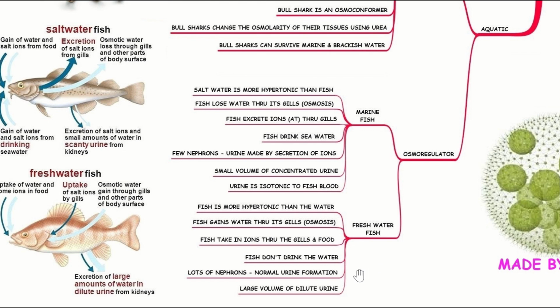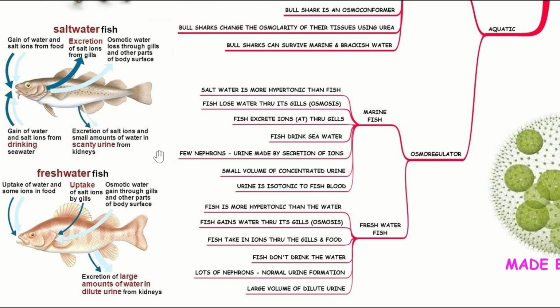Now, it's going to have a lot more water than a marine fish, so it needs to get rid of it. And so it has lots of nephrons in the kidney. All right, and we say that it makes its urine in a normal fashion, but it makes it in large volumes and very dilute.